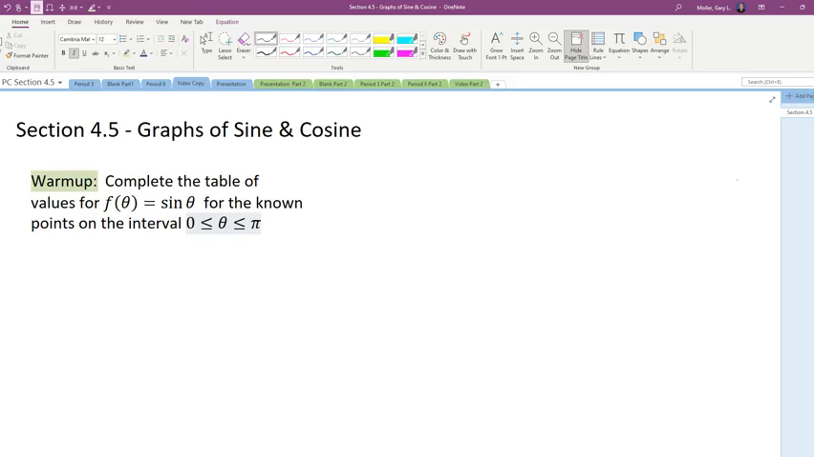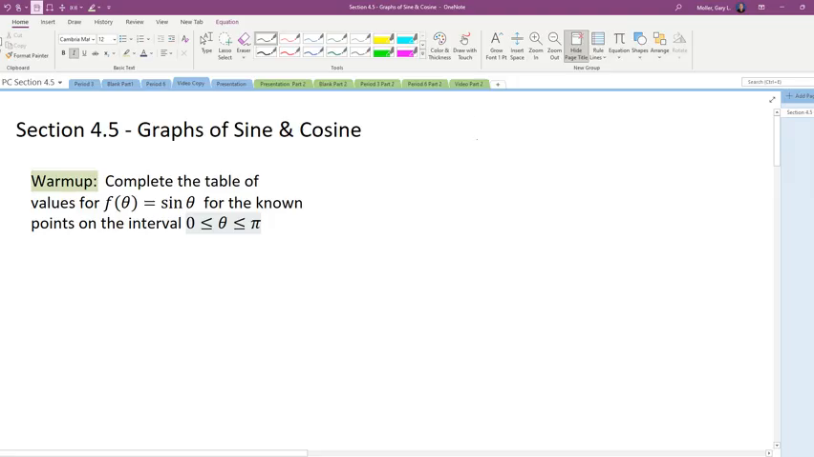So to get started, what I'd like you to do is complete a table of values that we're going to expand upon. But for now, fill it out for the function f of theta, meaning the input is theta and the output is whatever the sine of theta is, on our known points from the unit circle between 0 and pi. So pause the video and give it a try, and then come back and see what you've got.